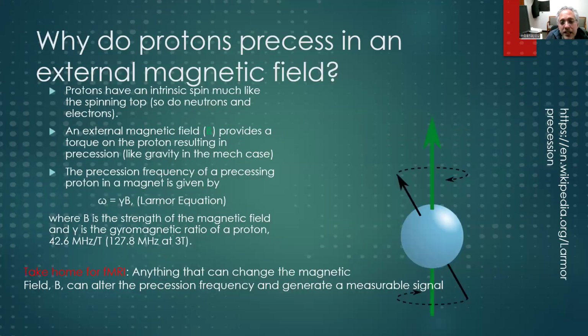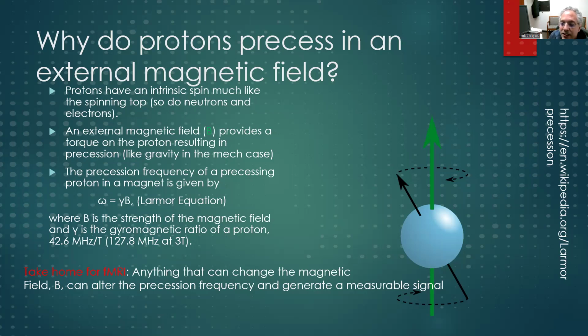So here's that. And the one key piece of information that we'll start with is that the frequency of precession, omega, of a proton in a magnetic field is directly proportional to the strength of the magnetic field. So if you put someone in a 3 Tesla magnet, you can calculate what you expect the precession frequency of protons to be. And if you have them in a 1.5 Tesla magnet, you'd expect that precession frequency to cut in half.